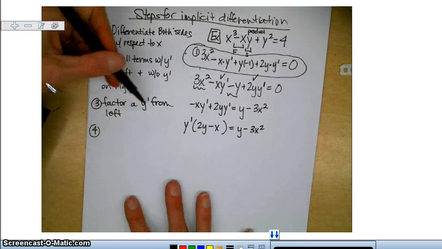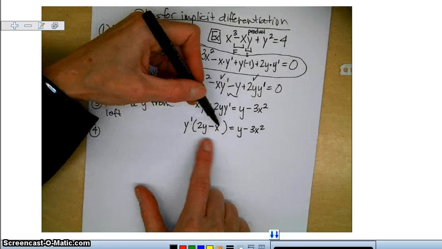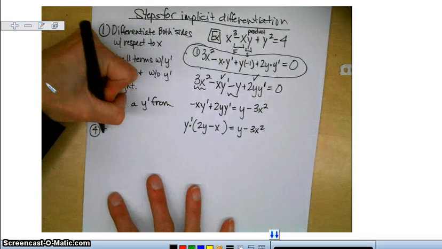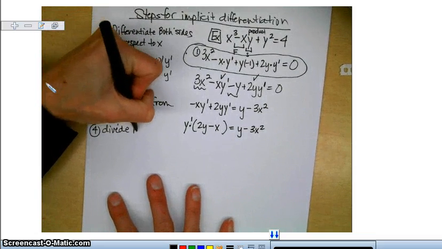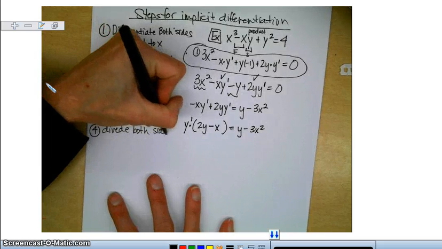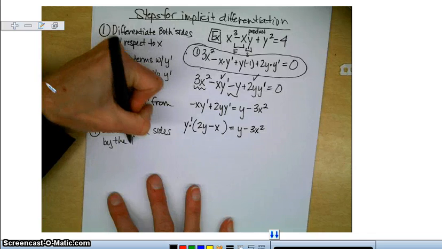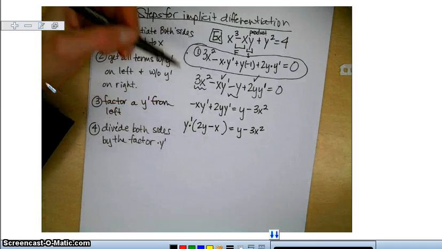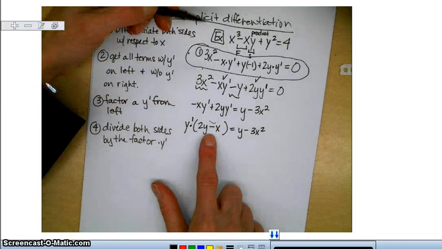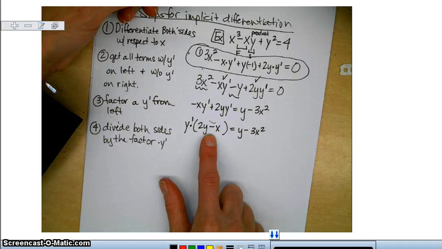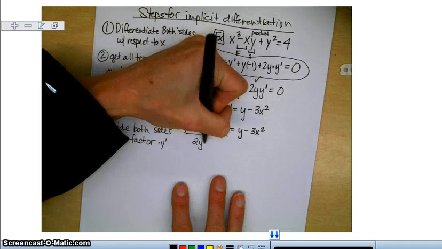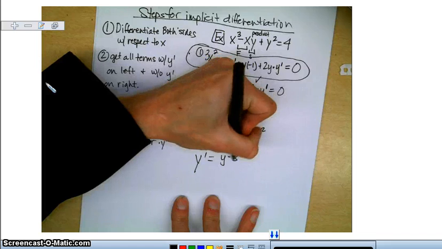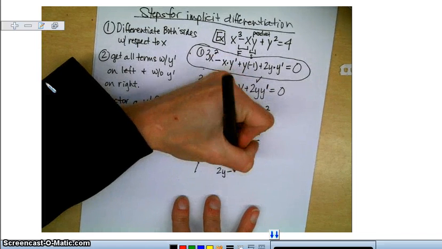So once you factor a y prime from the left, now you have y prime times some quantity. How do you get rid of times something? Divide. So all you're going to do now is divide both sides by the factor times y prime. It's the one you factored y prime out of, and it's whatever is here. A factor is something in parentheses. A factor is something you multiply. So now I'm just going to divide both sides by 2y minus x, and I'm going to get y prime equals y minus 3x squared over 2y minus x.